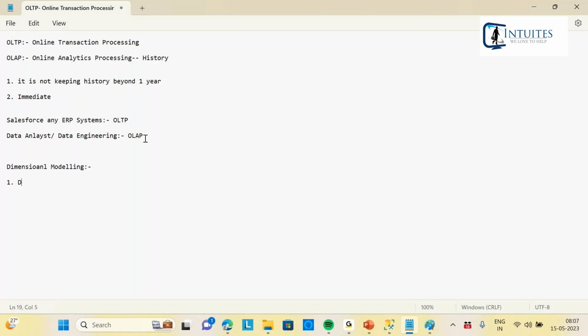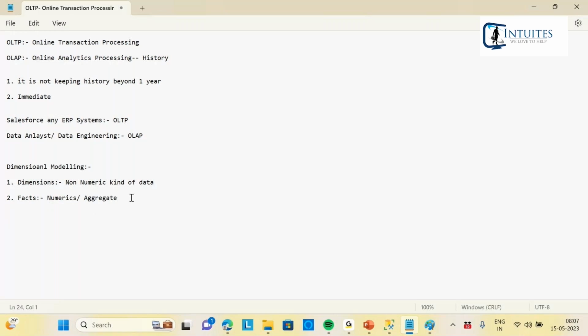One is called your dimensions. Second one is called your facts. Just remember this. What is a dimension, and what are facts? The non-numeric kind of data is called your dimension, and the numerics or transactions which can be aggregated are called the facts. Okay, so let me give an example of this.